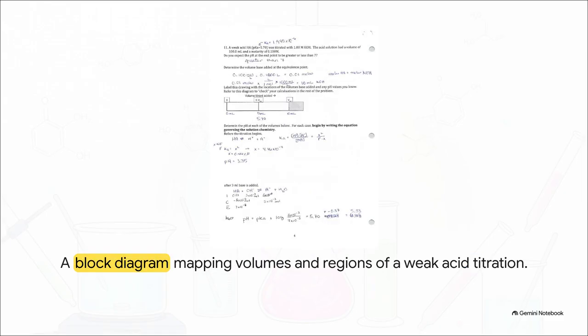To survive this rigorous mathematical challenge without getting lost, I always tell my students to draw a volume map. Just logically separate the phases. Volume 0 before you start, the halfway buffer point, the equivalence point where the moles match, and finally the excess base region at the end. Mapping out the volumes keeps your calculations totally focused.